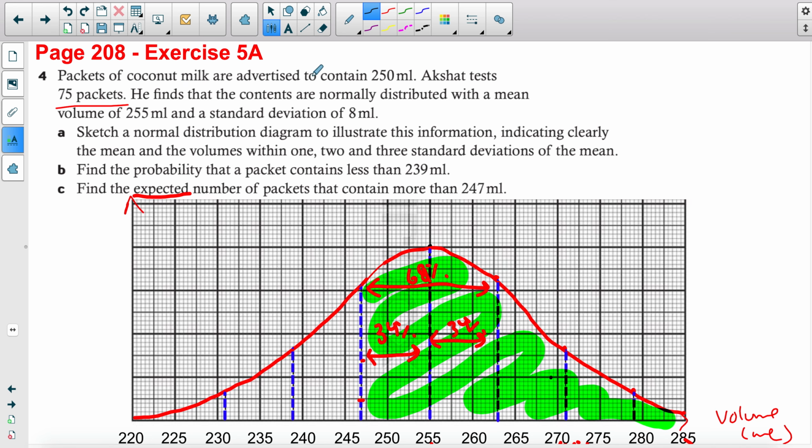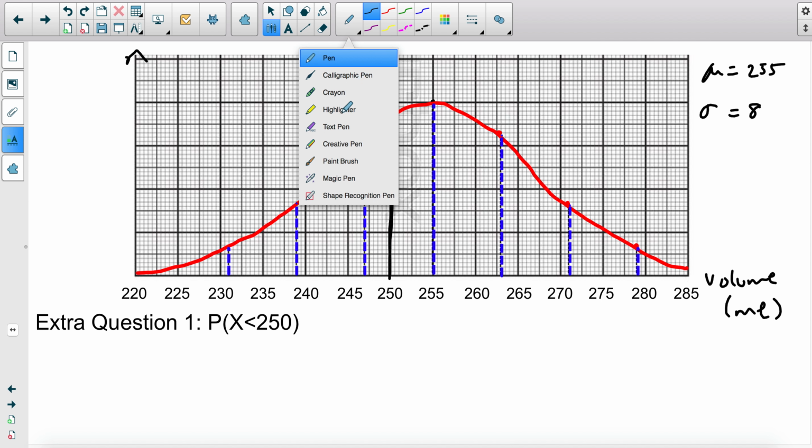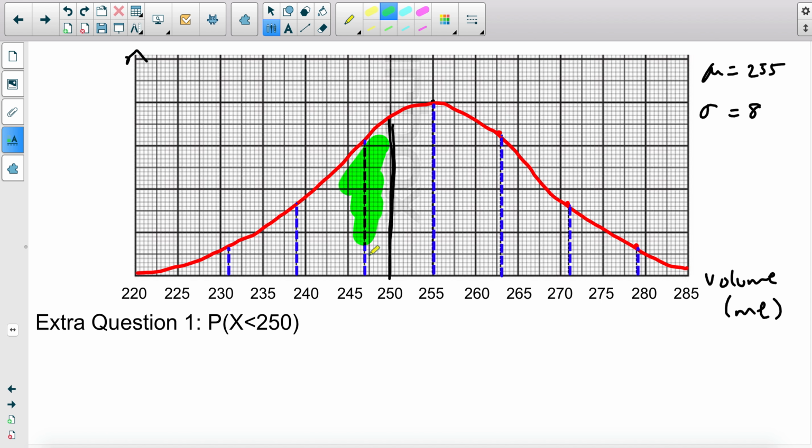that the packets of coconuts are advertised to contain 250 ml. So we want to know, for example, how many packets contain less than 250 ml. So we are looking at an area less than this part. So we want to know what is the area, or what's the probability that if I pick a packet, it's going to have a volume less than 250. And because 250 is not part of the percentages we know, and it's not part of the first, second, and third standard deviation, we can't use the percentages.